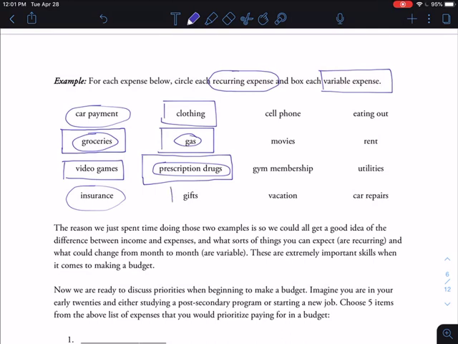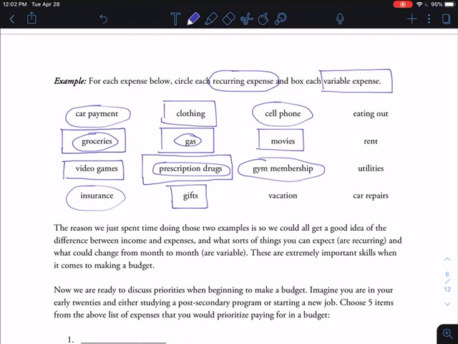Gifts, that's definitely variable. Unless you have 12 people who are each born in a different month that you always buy presents for, which is highly unlikely, the gifts are going to be a changing expense. Cell phone bill, we talked about this in the last example, that's always the same every month, and so that makes it a recurring expense. Movies, definitely variable, okay? Again, unless you have some sort of habit of always going every Tuesday to the movies with your friend or boyfriend or whatever, then it could be recurring, but for the vast majority of people, that's definitely variable.